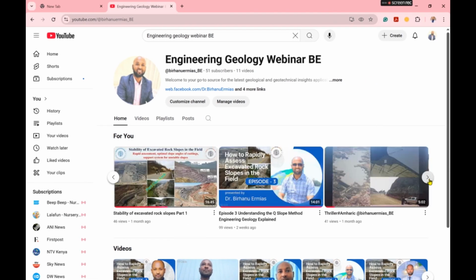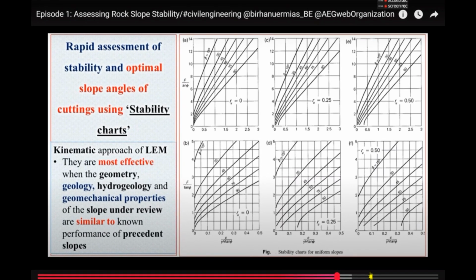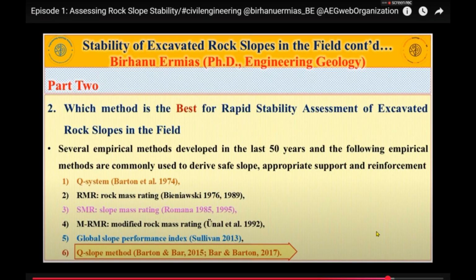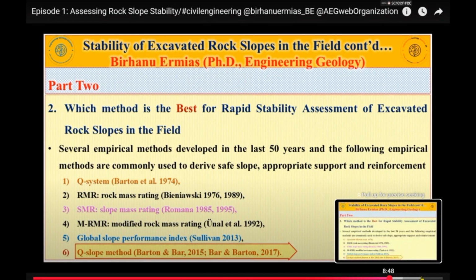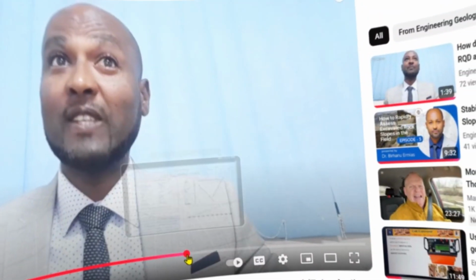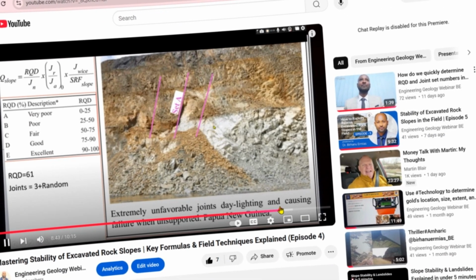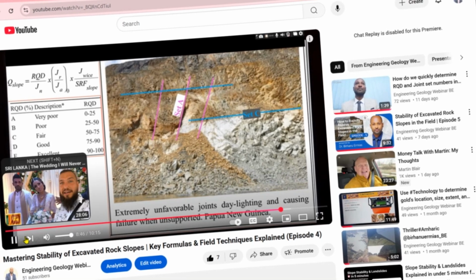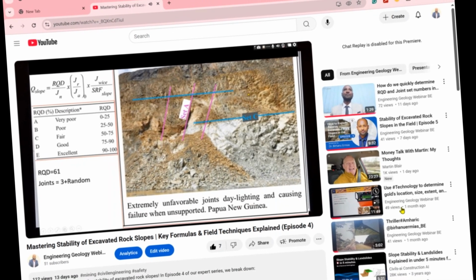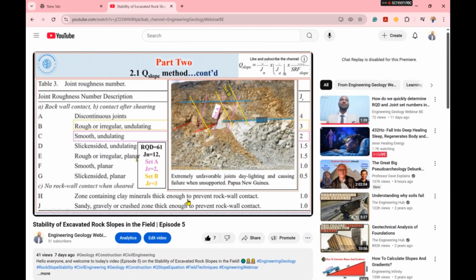At this point, we have already discussed how to determine RQD, joint set number, joint roughness number, and joint alteration number. These are the parameters that are required to determine the Q-slope value. There are other parameters that are also required. In today's video, we are going to discuss the remaining important parameters required to undertake Q-slope value calculation. Therefore, I'm going to help you understand how to determine the parameters that are used to determine Q-slope on site.